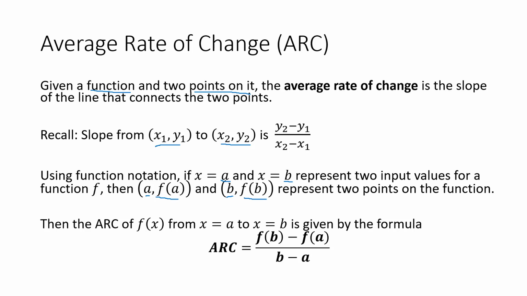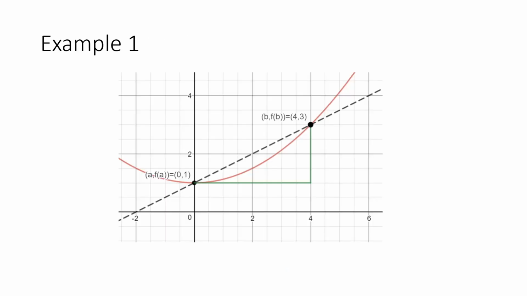Instead of y2 minus y1, we've got f of b minus f of a, your change in outputs, divided by b minus a, the change in inputs. That's going to be the way we'll calculate the average rate of change.